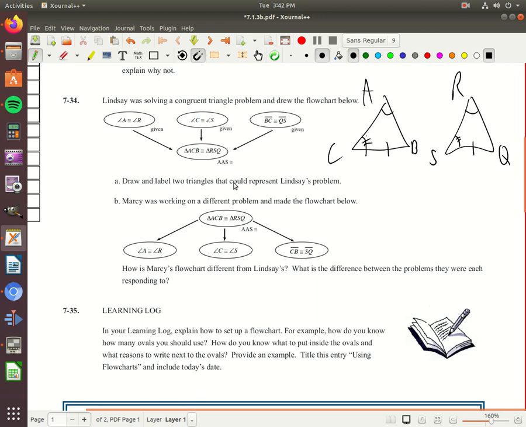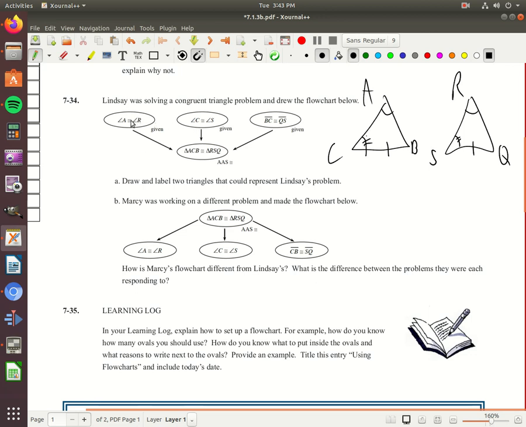It says, draw and label the 2 triangles that could represent Lindsay's situation. So here's one way that we could draw that. It says, Marcy was working on a different problem and made the flowchart below. How is Marcy's flowchart different from Lindsay's? Well, this is a big deal.